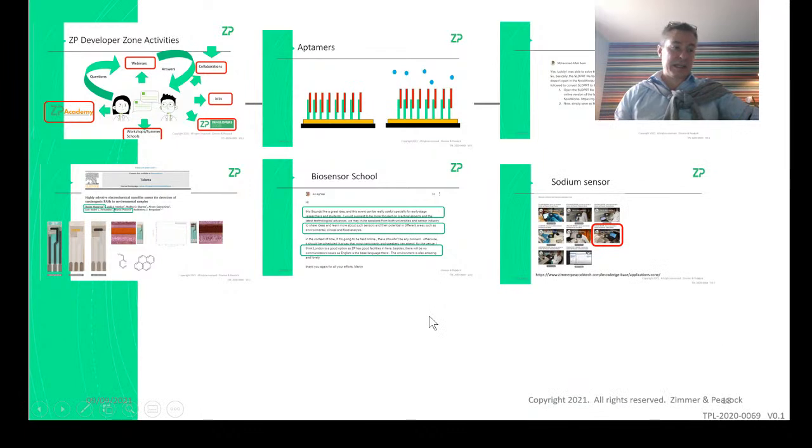And with the sodium sensor, yes, we will support people who are using our technology, and there's a point at which we will get online and essentially do live demos from our lab straight out of there.